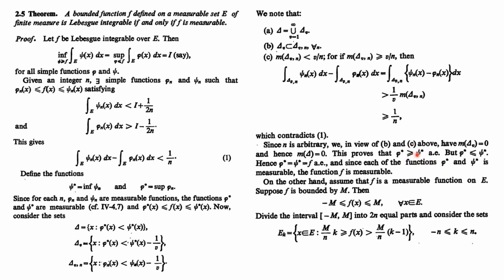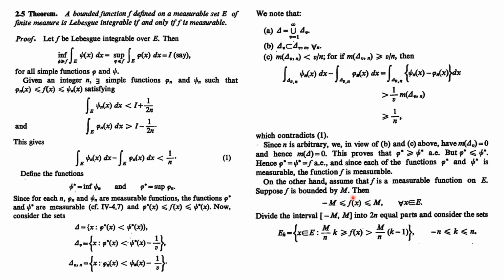almost everywhere, right? So we get phi star is greater than or equal to psi star almost everywhere. But from here we have phi star is less than or equal to psi star, right? So this implies they are the same almost everywhere. Now since these functions are measurable because they are simple functions, f is also measurable, and this we have to prove. So whenever f is Lebesgue integrable, bounded and defined on a measurable set with finite measure, f is measurable.